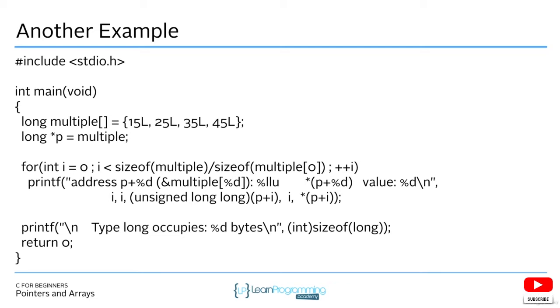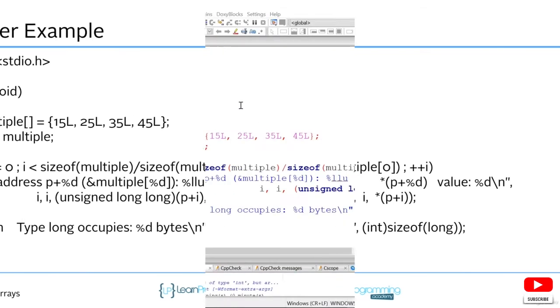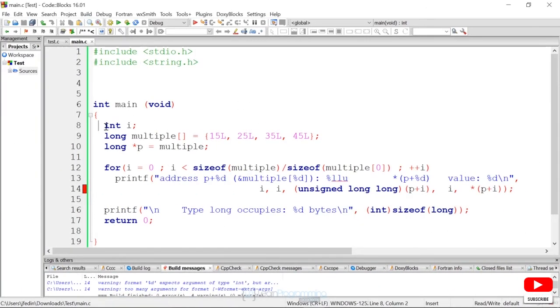So now let's run this example in Code::Blocks. So here's our example. Again, we have an integer counter, a loop counter. We have a long array, 15L. By putting the suffix L on there, we specify that they're longs. We have a long pointer that's pointing to the array. Again, because it's an array, we don't have to use the address-of operator. We're going to go through the entire long array.